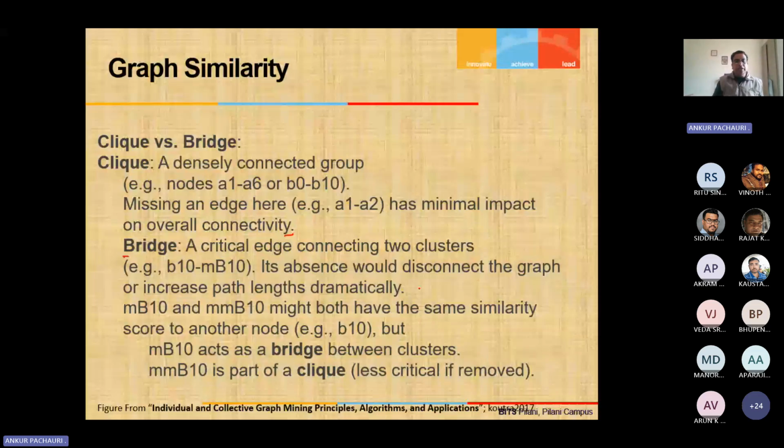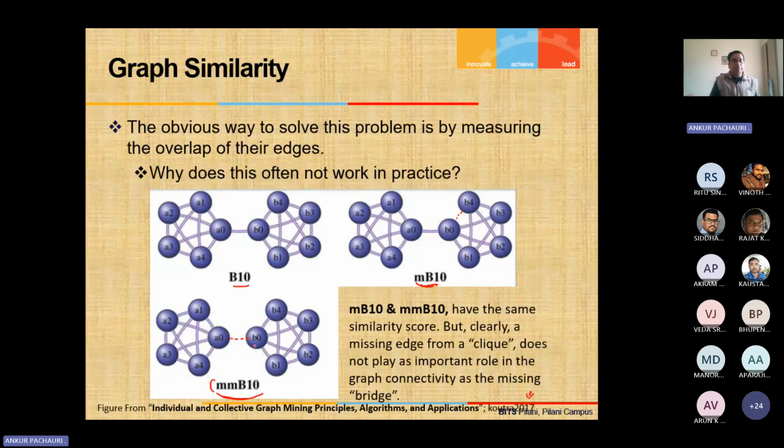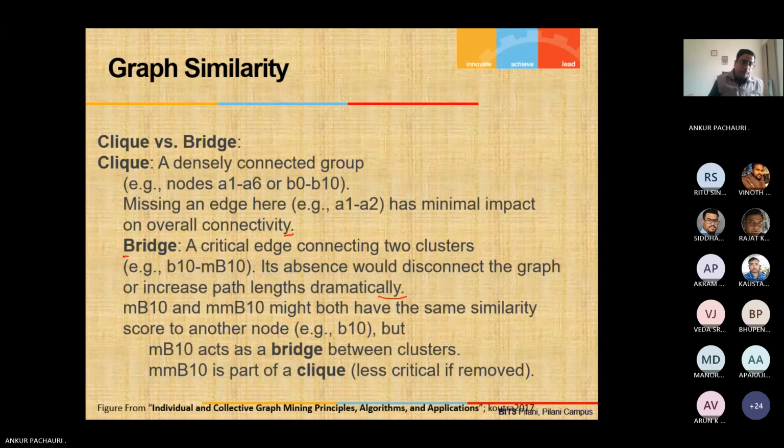A critical bridge connecting two clusters, its absence would disconnect the graph or increase the path length dramatically. That can suddenly increase the path length. This may be the shortest path between them. What was the property that we have learned? Edge betweenness. So the edge betweenness of this edge may be very high. If we remove it, the graph might still be connected, but the path length increases.